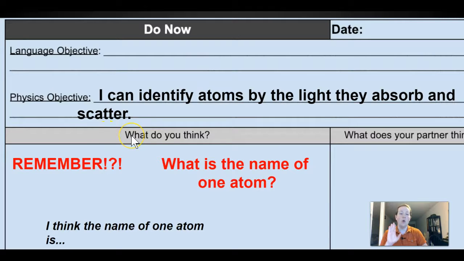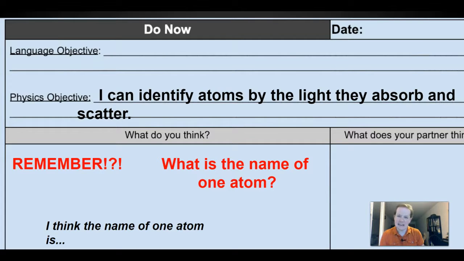Okay, now our what do you think? We have another can you remember? Our what do you think says, what is the name of one atom? Ooh, a little difficult. Can you remember the name of an atom? What's the name of one atom or molecule?